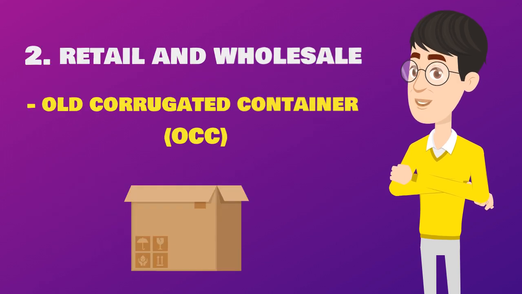The second source is retail and wholesale. This is a packaging grade, which is mainly unbleached pulp. This grade of paper contains less ink but more sticky material. We can call this grade OCC, which stands for Old Corrugated Container.